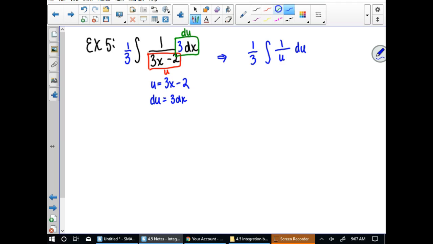Now, if I wanted to, I could think of that as u to the -1. What is the integral of 1 over u? It is natural log. Okay, so we'll have 1/3 times the natural log of the absolute value of u plus c. And so this would be 1/3 natural log of the absolute value of 3x minus 2 plus c. That's it.